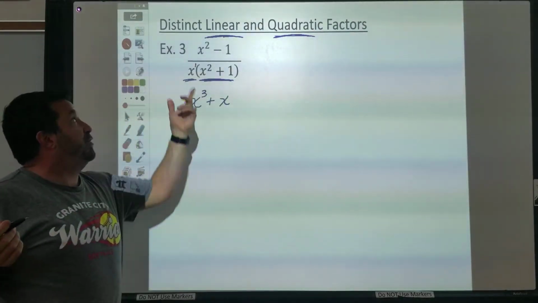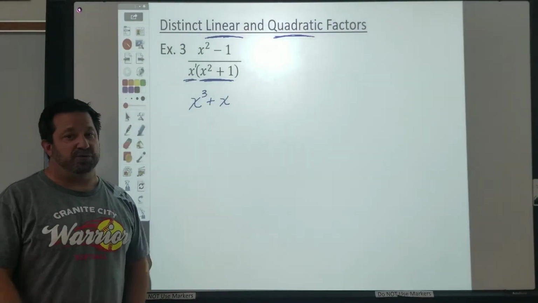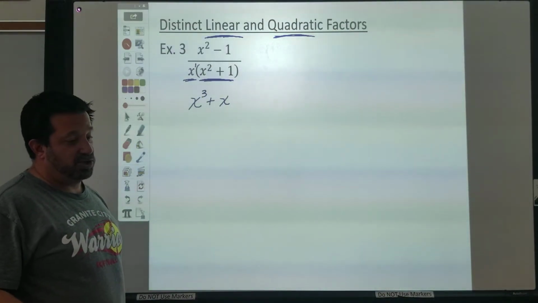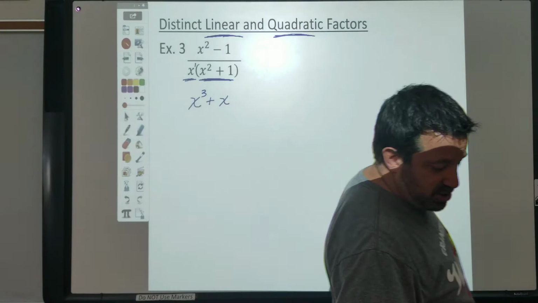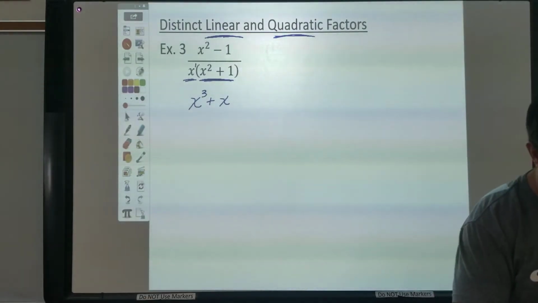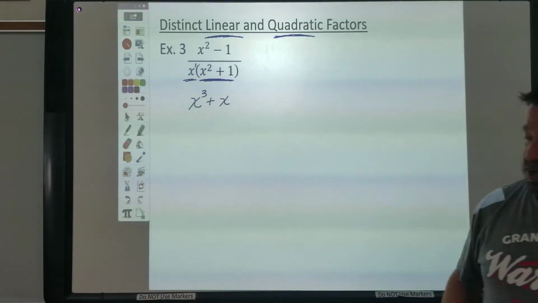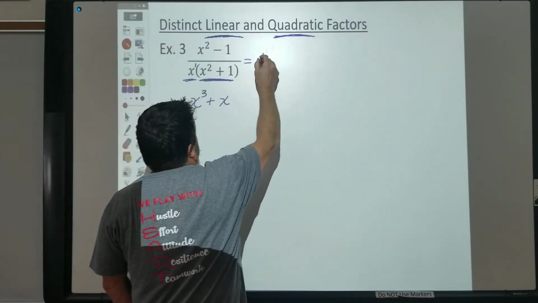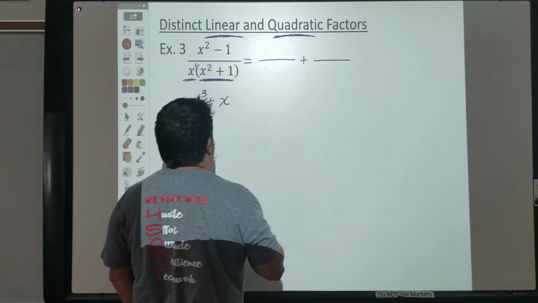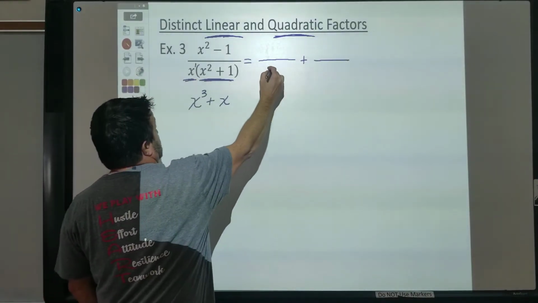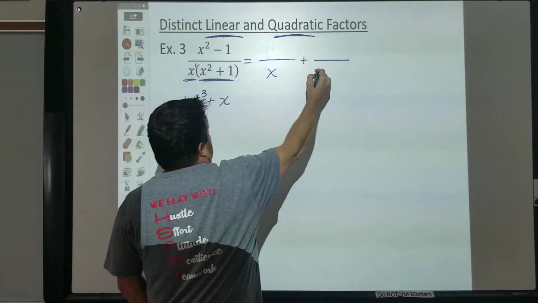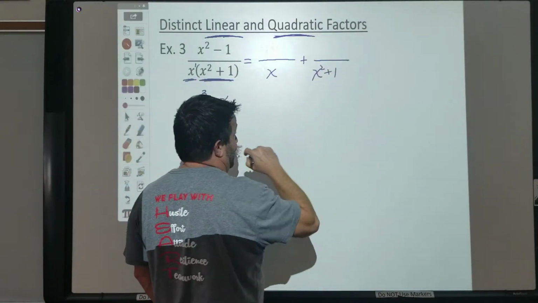And they're definitely different from each other. Distinct just means that they're different from each other. So we need to know how to handle that situation. It is different because of the quadratic factor there. I still have 2 factors in my denominator, so I'm still going to break it down into 2 fractions, where my first fraction is going to have that x, and my second fraction is going to have this factor, which is x squared plus 1.